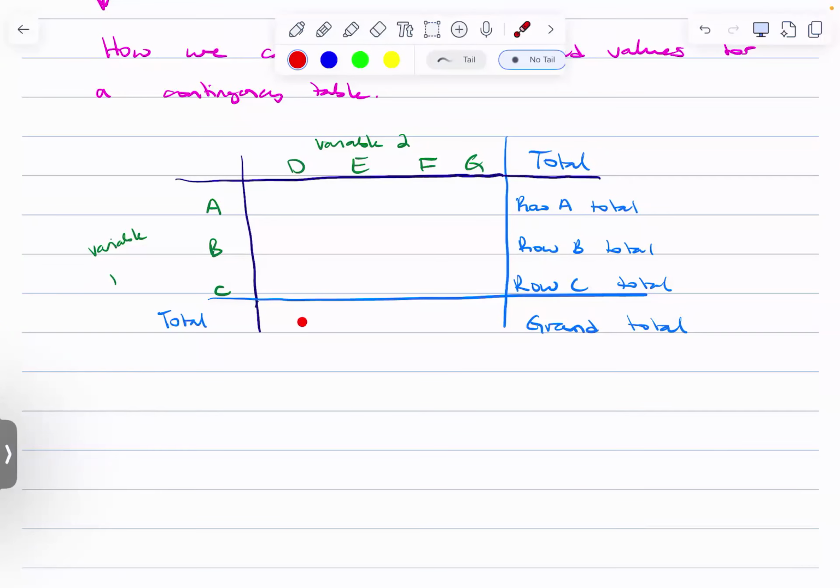And at the bottom of each of these columns, really regretting making 4 of them now, but whatever. You would have your column D total. You would have a column E total. You would have a column F total. And you'd have a column G total.